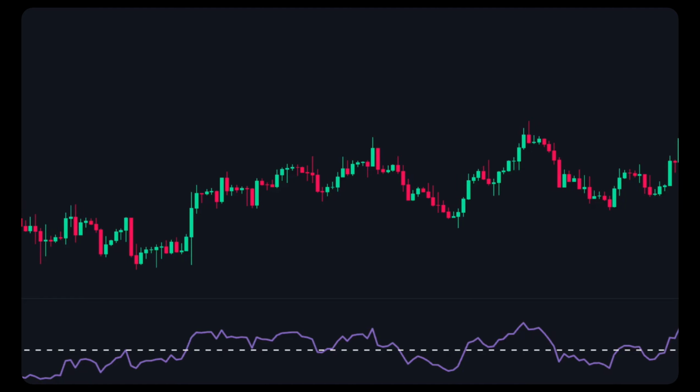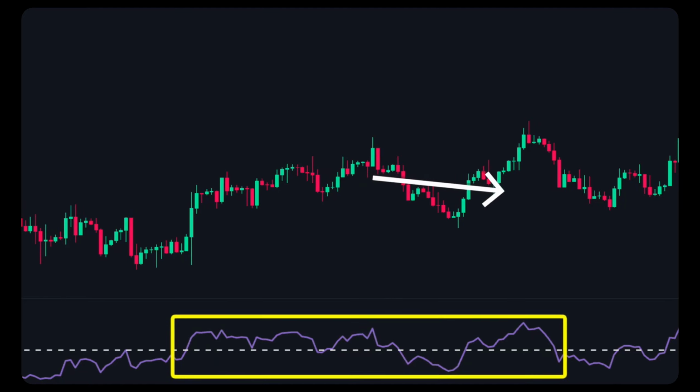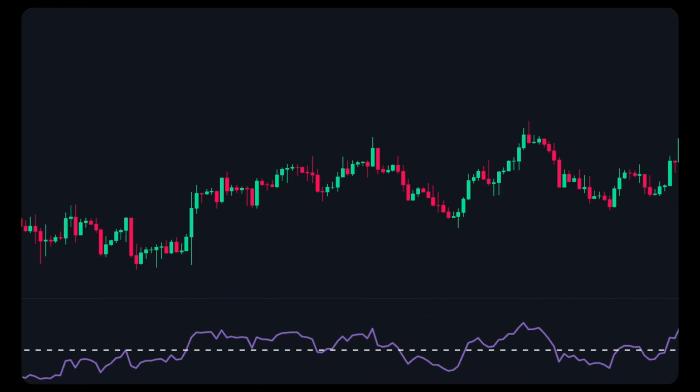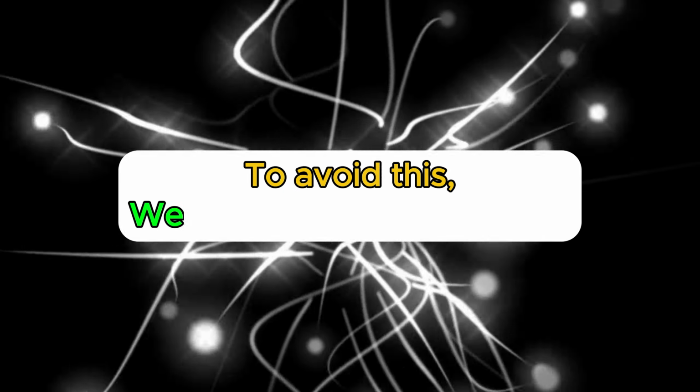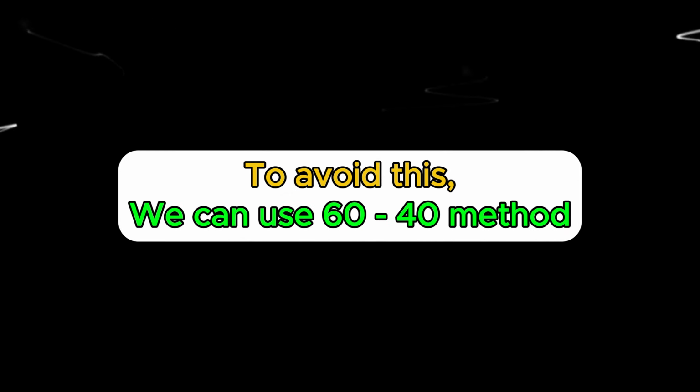But the problem is that sometimes, when the price is in a consolidation, the RSI revolves near the 50 line. It constantly crosses the 50 line, and it can be extremely frustrating to identify the trend in such cases. To avoid this, we can use the 60-40 method.